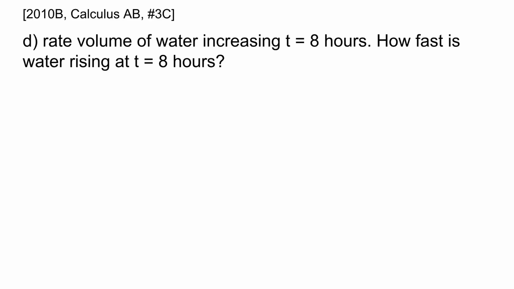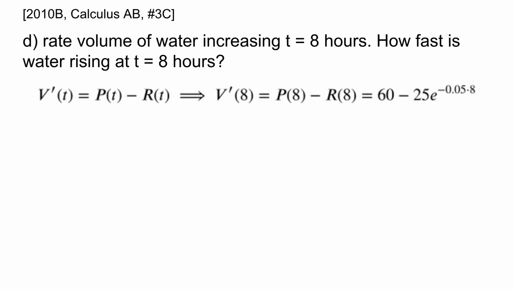In part D of this question, we are asked at what rate the volume of water is increasing at t equals 8 hours, and then to determine how fast the water level is rising at t equals 8 hours. Since the volume of water is being affected by water being pumped in and leaked out, the rate at which the volume of water is increasing or decreasing must take those rates into account. And we get v prime of t is equal to p of t minus r of t. This implies that v prime of 8 is p of 8 minus r of 8, which is 60 minus 25e to the negative 0.05 times 8.